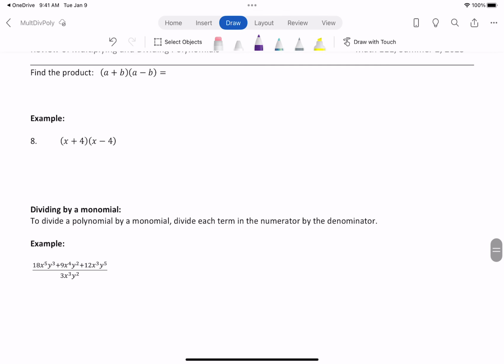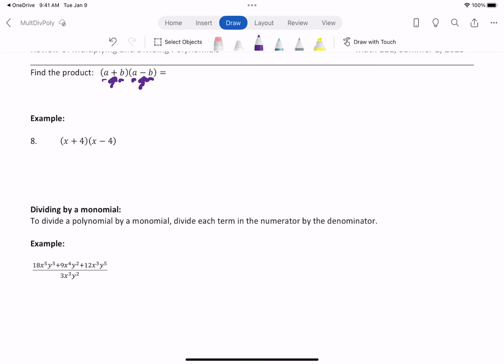Alright, so we're almost done with multiplying. This one is slightly different from the last one. In the last one, the binomials were exactly the same. For this one, you notice that they do both have a and they do both have b, but my signs are not the same. That's the only difference.